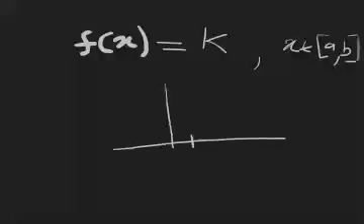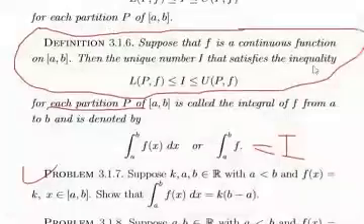Let's say this is our interval AB, and the function value is constant k. And clearly we know that the integral of f over this interval means the area under the curve bounded by this interval, which is k times b minus a, which is clear, but we have to prove that using this definition.